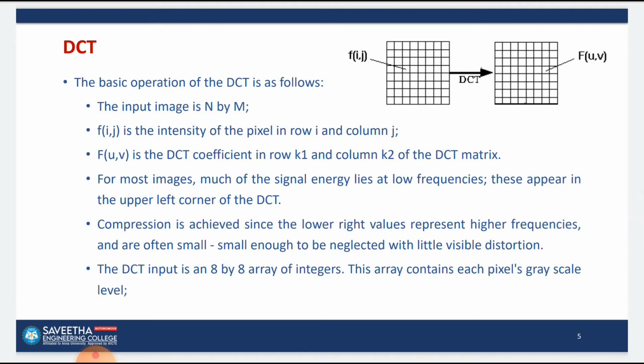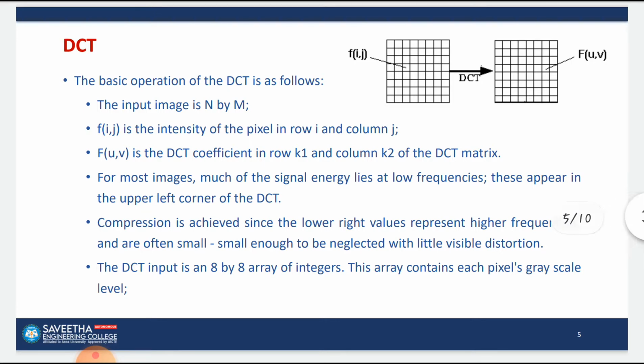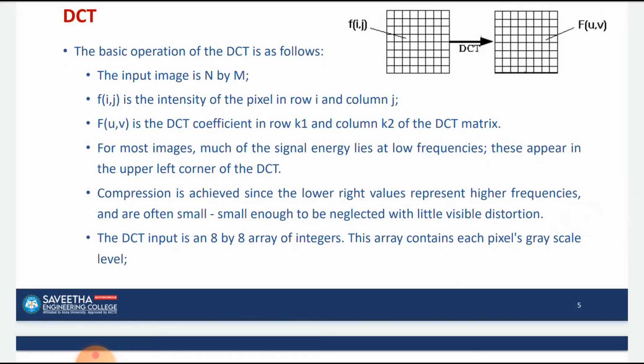For most images, signal energy lies at the low frequencies. This DCT matrix is used to represent the frequency components of the image, right? In an image, the low frequency components will have most of the energy. So the pixel values having high energy will be concentrated in the upper left corner of the matrix. Compression is achieved since the lower values represent higher frequencies and are often small enough to be neglected with little visible distortion.